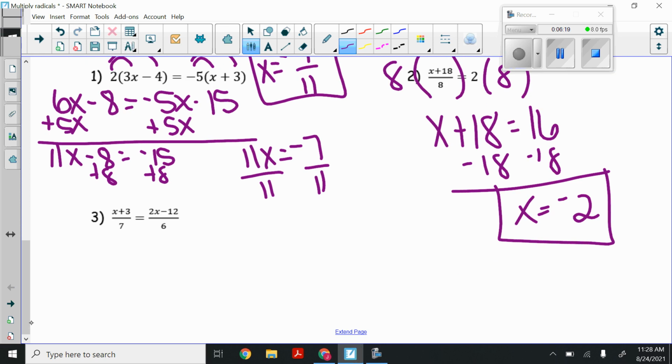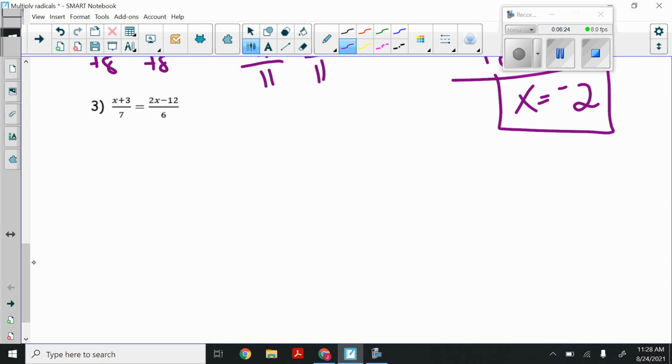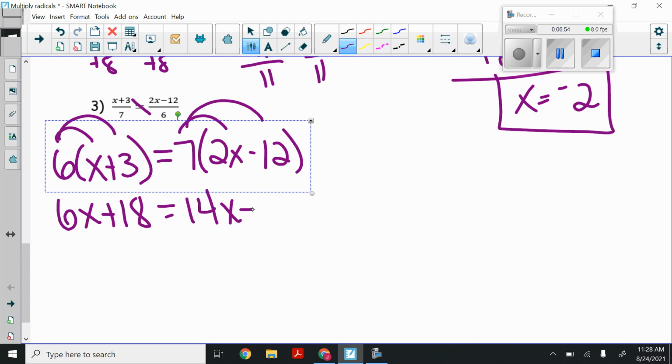All right, number 3, I have x plus 3 over 7 equals 2x minus 12 over 6. So I have fraction equals fraction. Remember, this is called a proportion. Proportion, I cross multiply. So when I cross multiply, I'm going to do 6 times x plus 3 in parentheses. All of that equals 7 times, in parentheses, 2x minus 12. So then my first step is to distribute on both sides. So here I get 6x plus 18 when I distribute, equals, distribute the 7, I get 14x minus 84.